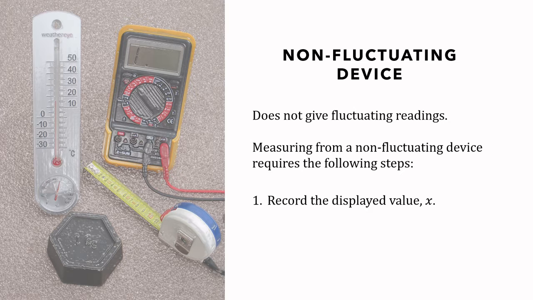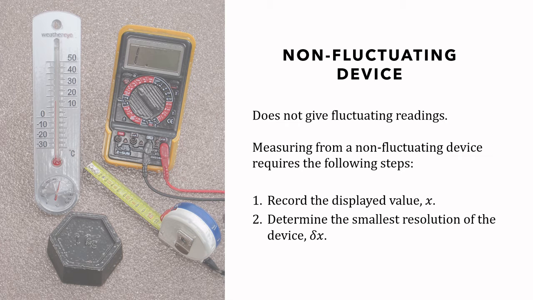Next, you determine the smallest resolution of the device. For instance, a standard ruler may have a 1 mm resolution. So, we say the delta X is 1 mm. Finally, we quote the measurements as the reading plus minus delta X divided by 2. Here, the measurement error is given by half of the device's resolution.